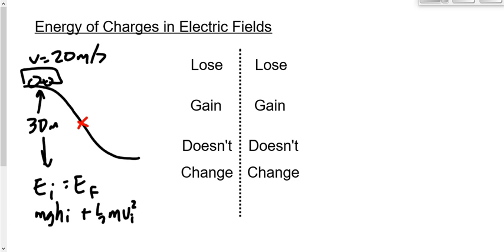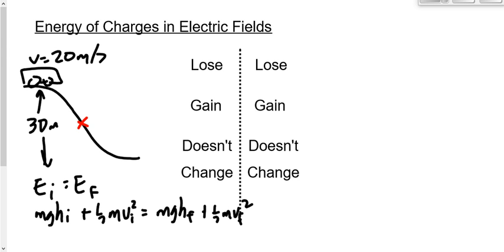Now, what kind of energy do we have when it's halfway down, now that it's lost some potential and gained some kinetic? It's still going to have both. We certainly know it's going to have kinetic because it's gained kinetic, but we haven't gone all the way down to the bottom of the hill, so we are still going to have some potential energy. It's going to be mgh.